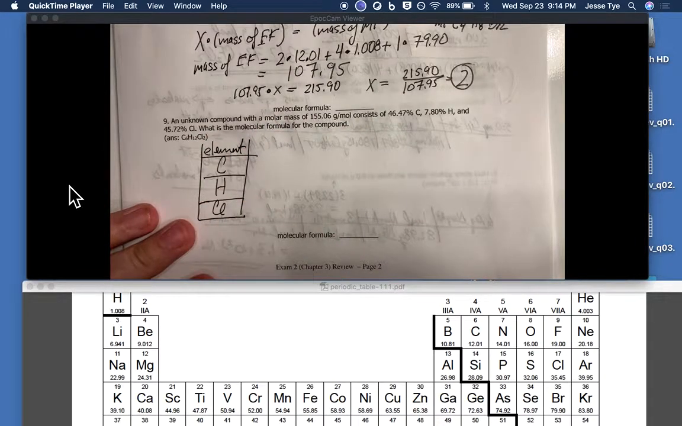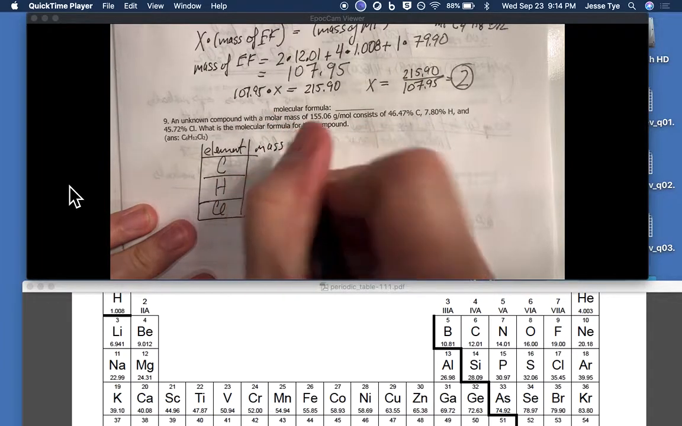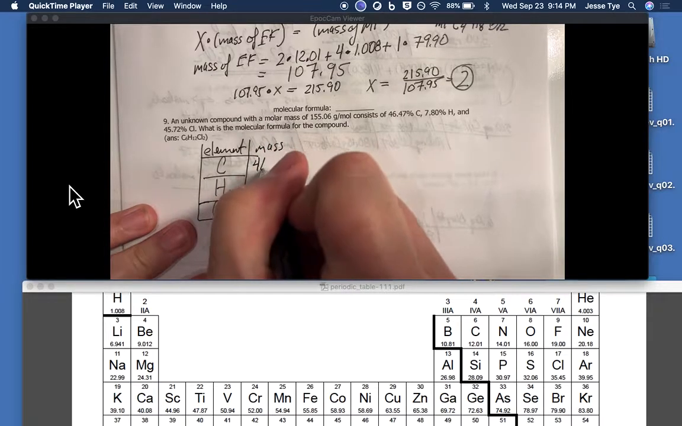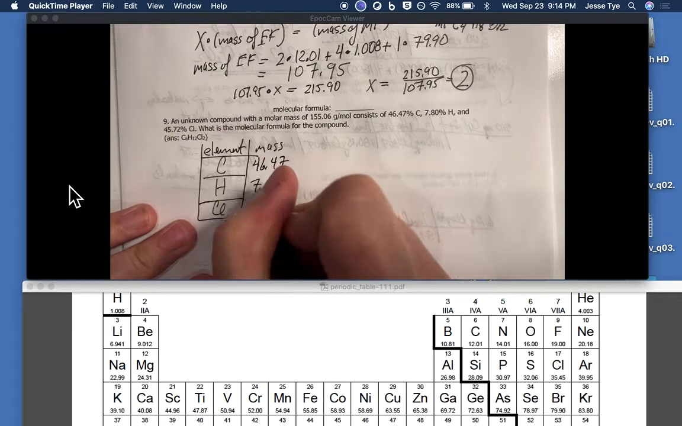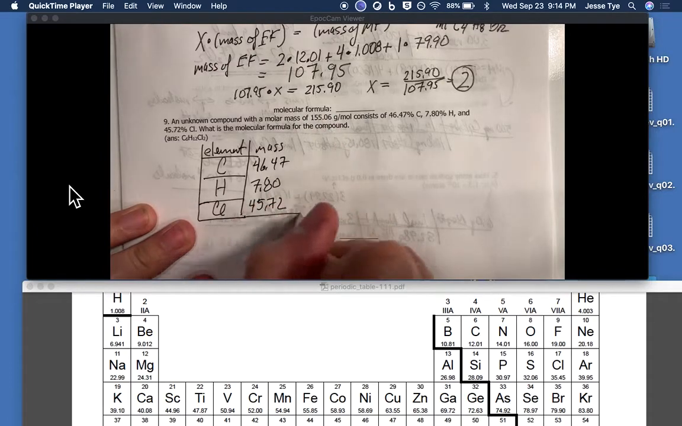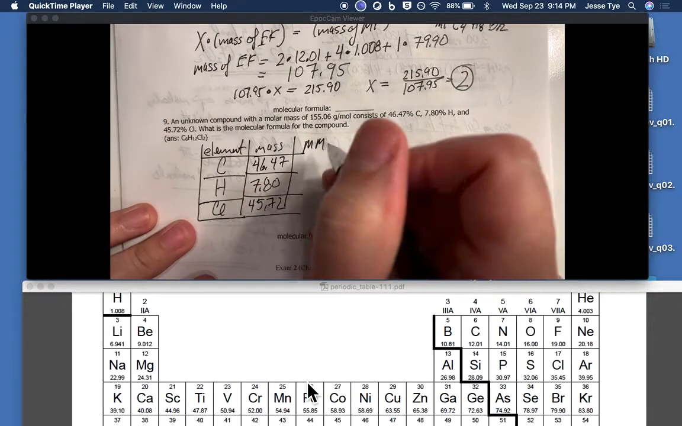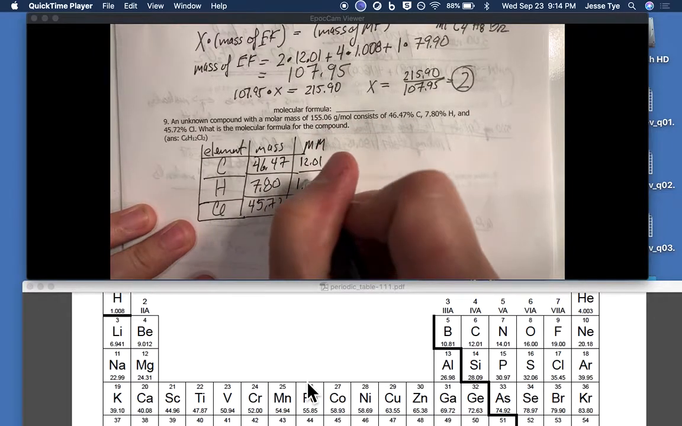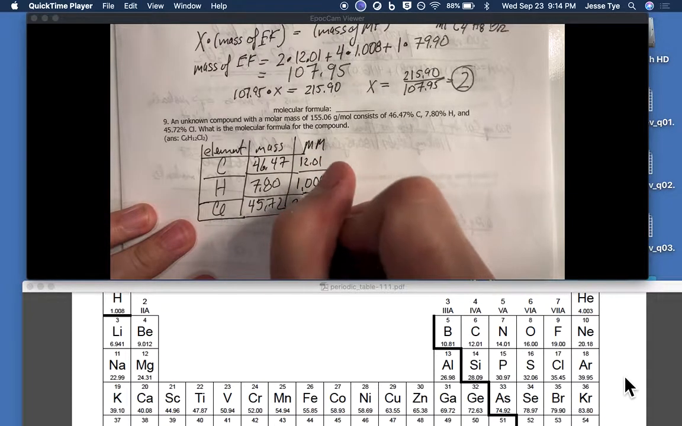Okay, just like we did in problem number 6, if we pretend like this is a 100-gram sample, then these percentages become masses: 46.47 now grams, 7.80 now grams, and 45.72 grams. Okay, from there, I'll need my molar mass from my periodic table. For carbon, that's 12.01. For hydrogen, that's 1.008. And then for chlorine, it's 35.45.